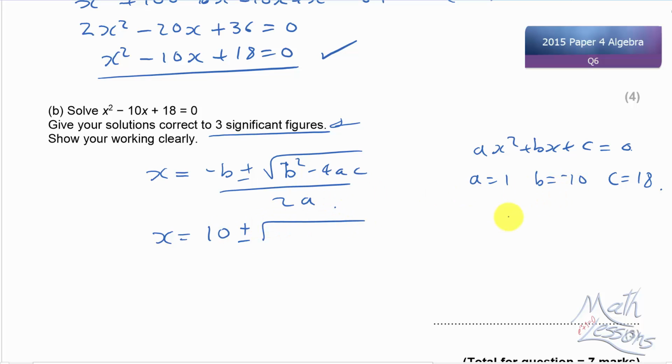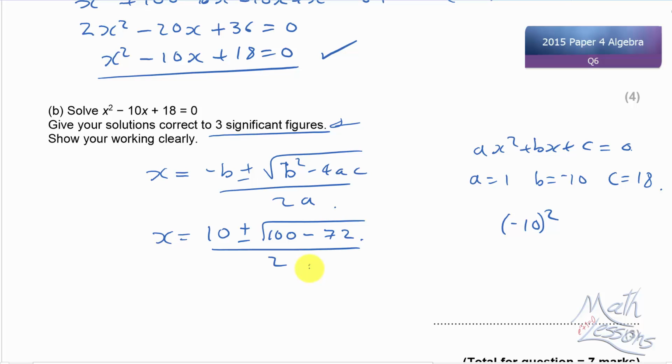Be careful when using this on a calculator. Make sure you write it with the brackets around the minus. Calculators won't spot the minus, so you'll end up with minus 100 when really what you want is 100. Minus 10 times minus 10 is 100. Then minus 4 times 1 times 18, that is going to be minus 72, all over 2a, which is just 2.